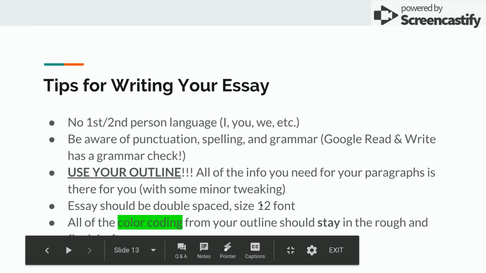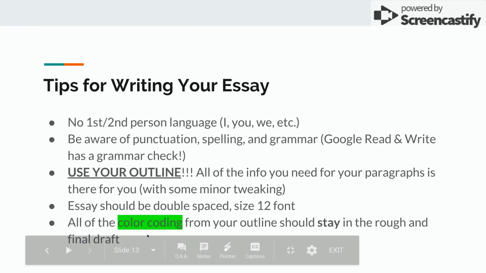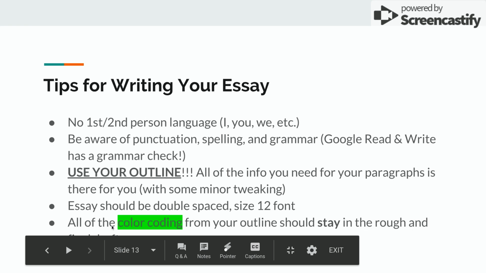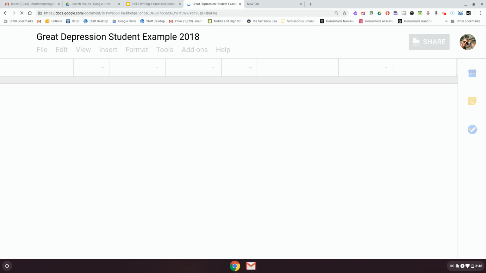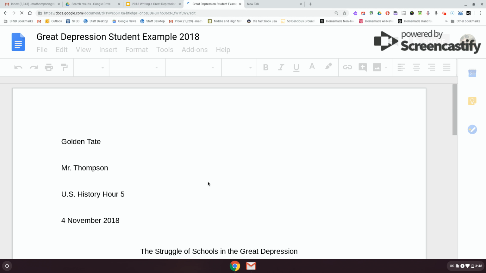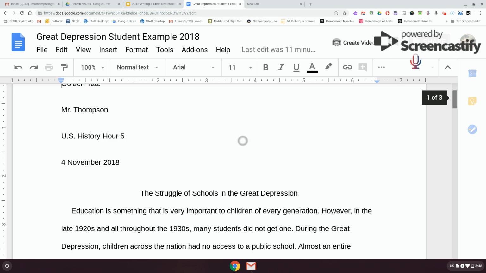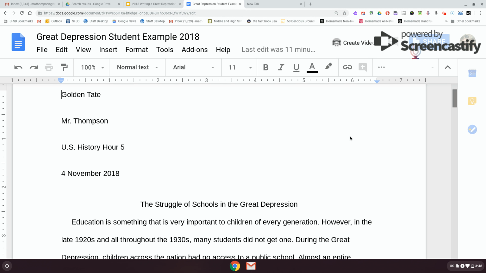Essay should be double spaced and 12-point font. All the color coding from your outline should stay in the rough and final draft. And I'll show you the example here. The student one that I have linked has all of these things. So if you're someone who just needs to see it, well, I'll show it to you right here. You need a topic heading with your name, my name as the teacher instructor, the hour that you're in, and then the date that you're submitting it.